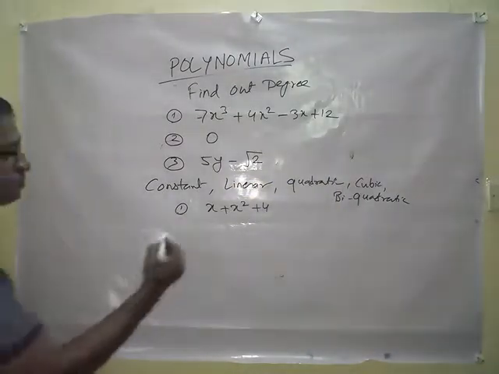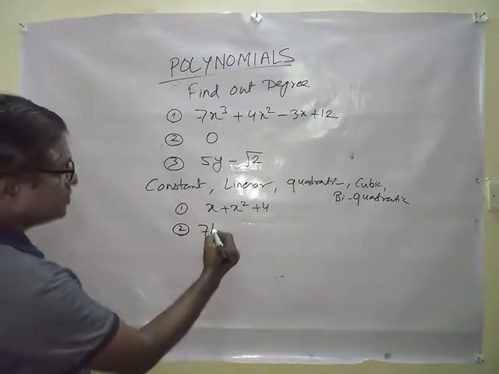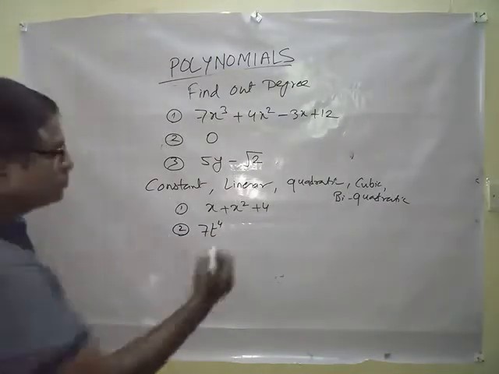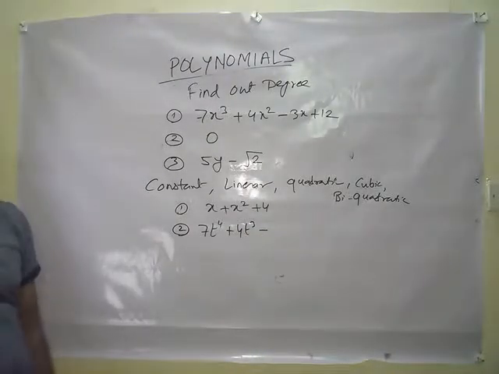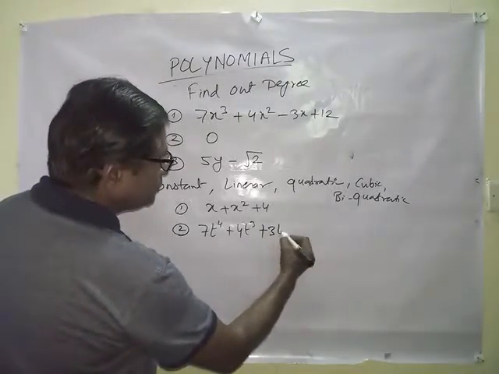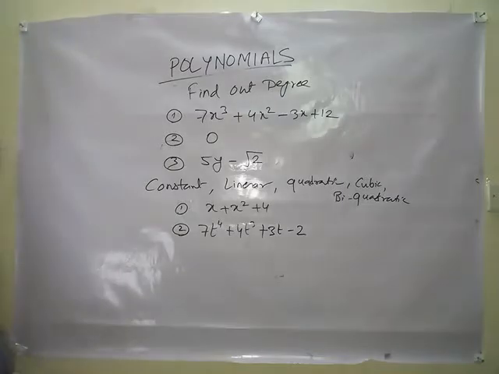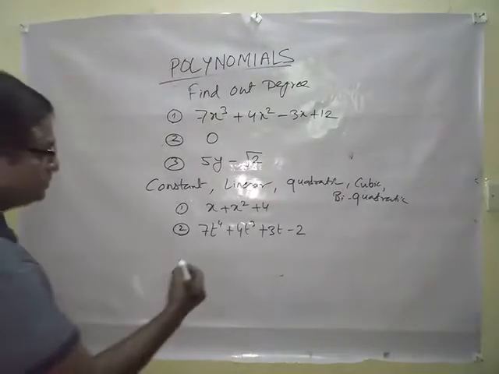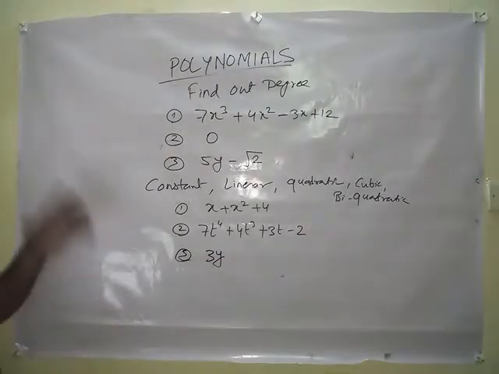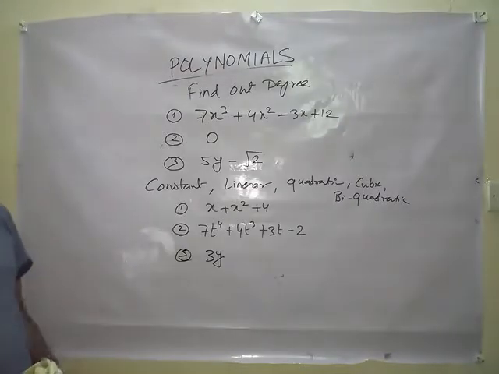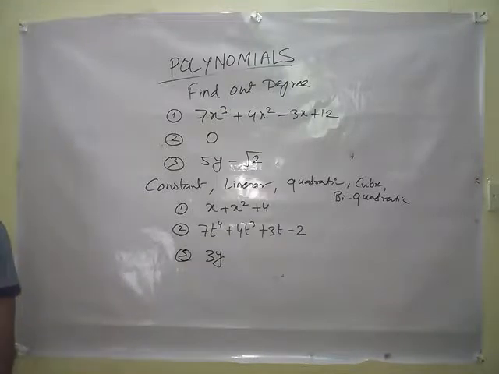Number 2, 7t raised to power 4 plus 4t cube plus 3t minus 2. Find out the type here. And number 3 is 3y. Now again pause the video, solve this sum and then you move ahead.